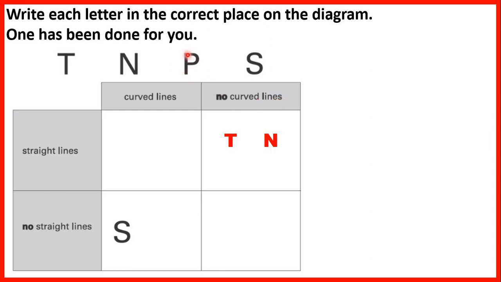And for the letter P, we have one straight line here, but we also have a line that curves all the way around. So P has both straight lines and curved lines, so we need to write P in this section here.